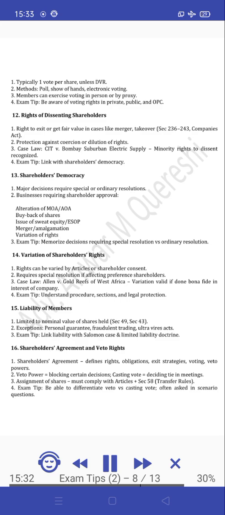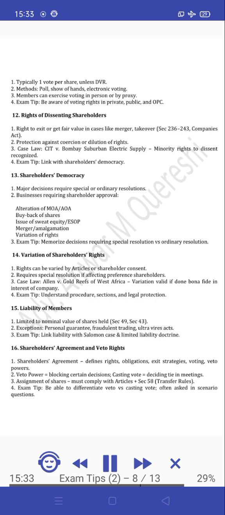14. Variation of shareholders' rights. 1. Rights can be varied by articles or shareholder consent. 2. Requires special resolution if affecting preference shareholders. 3. Case law: Allen v. Gold Reefs of West Africa. Variation is valid if done bona fide in the interest of the company. 4. Exam tip: understand procedure, sections, and legal protection.